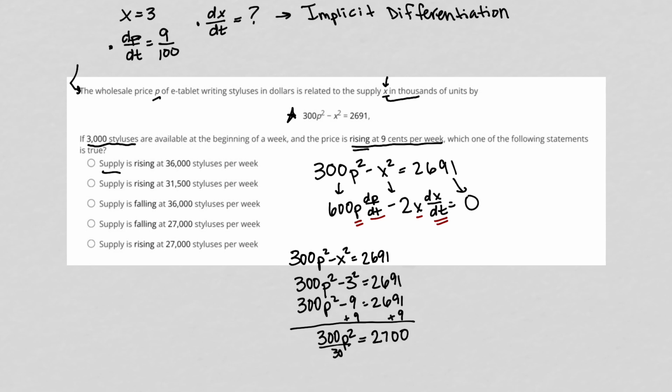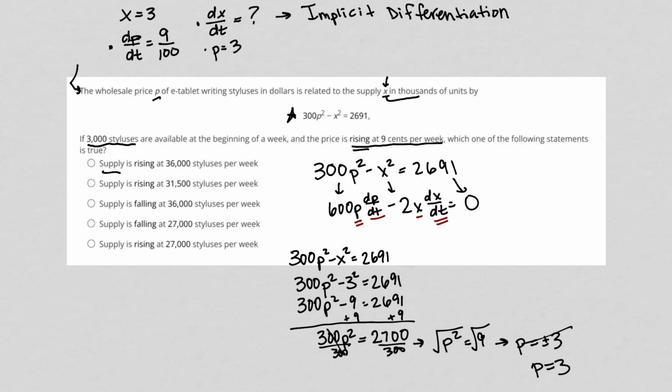By adding 9 to both sides of the equation, I'm left with 300 p squared equals 2700. I can divide both sides by 300, and I have now p squared equals 9. Of course, I can take the square root of both sides of that and get p is equal to technically plus or minus 3. But because p is price, we know that we're not selling the tablet at negative dollars. So we're going to say that p is just equal to 3.